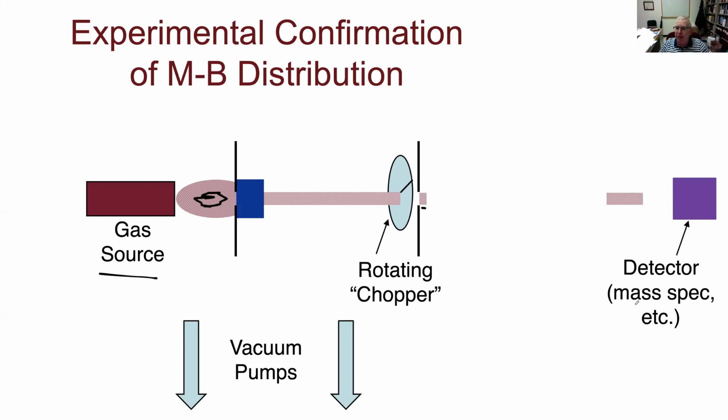So by the time they get down here, you can see I've drawn that my pulse of gas has stretched out in time, right? Because the fast molecules are now on the front edge, the slow molecules are on the back edge. I put a detector down there. Something like a mass spectrometer would be good because it can just count how many molecules are getting there in a given instant of time.